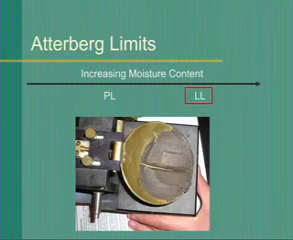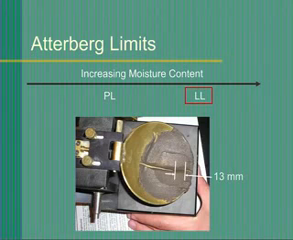Use a rate of approximately 2 drops per second. Count the number of drops required for the groove to close a distance of 13 millimeters. Use the calibration tab on the grooving device as a reference. Record the number of drops on your data sheet under First Try.